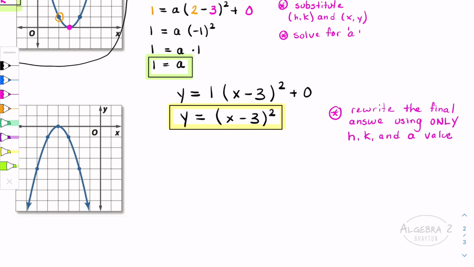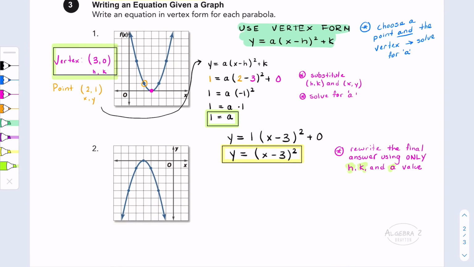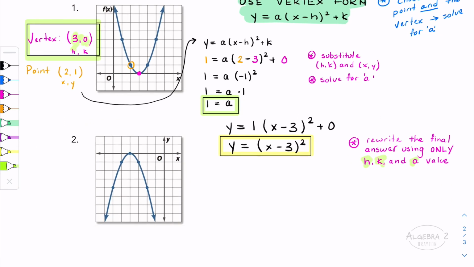So rewrite the final answer, oops, I forgot the r, using the h value, the k value, and the a value. h and k are from your vertex, and the a value is what you solve for.